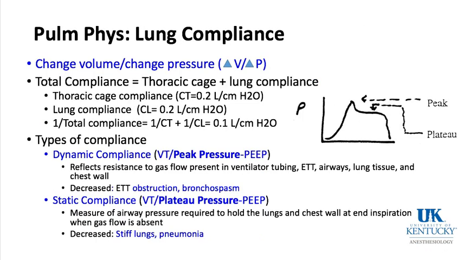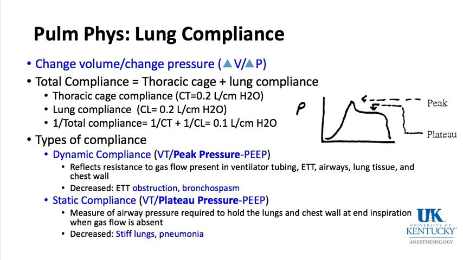The last key word in this part 2 is pulmonary physiology, lung compliance. Lung compliance is a change in volume over a change in pressure, mathematically. So what this is saying is if you blow up a lung with a large volume and the pressure isn't very high, that's a very compliant lung, if it doesn't take much pressure to blow up that lung. The total compliance of the system includes the thoracic cage as well as the lung itself, and we actually add those in parallel rather than in series.